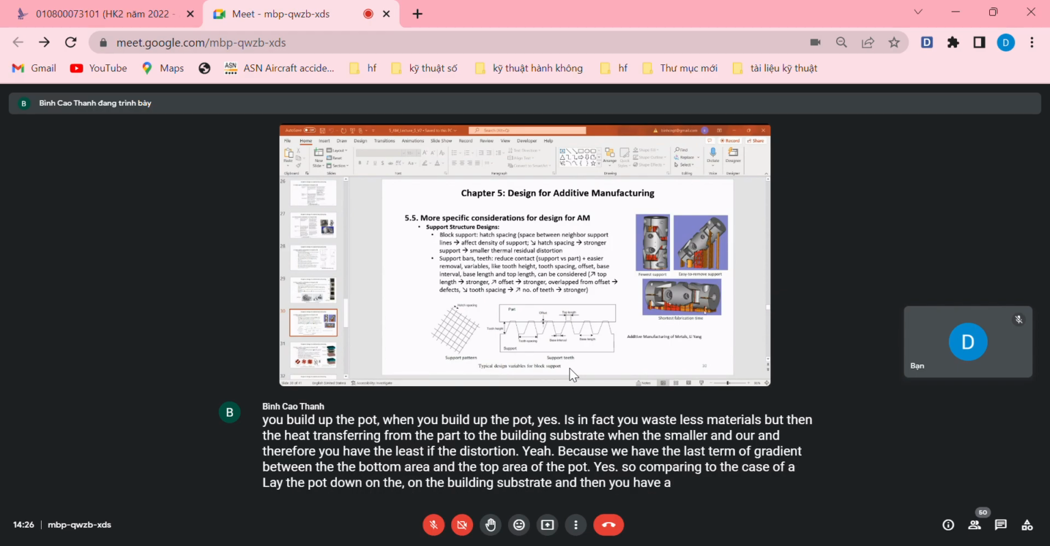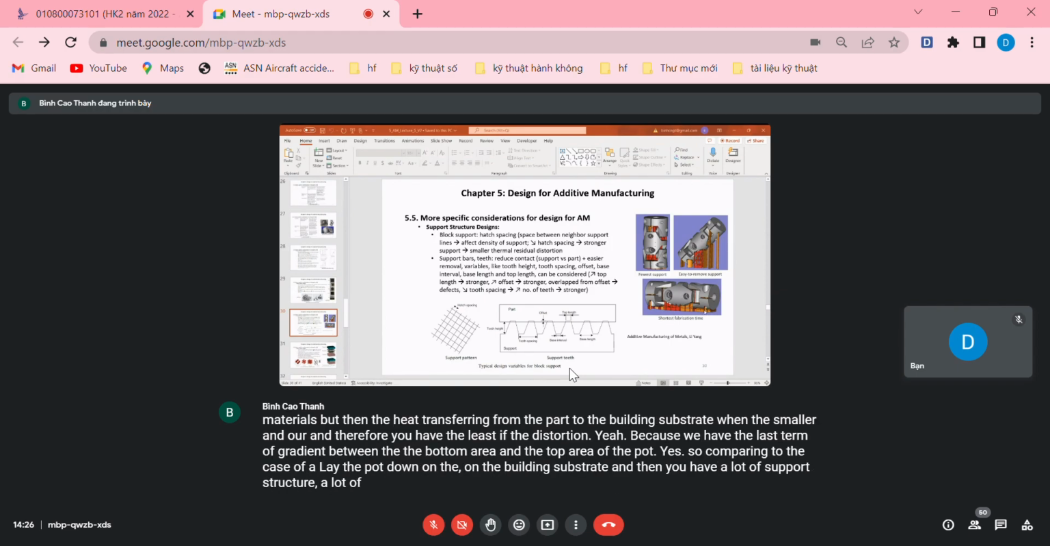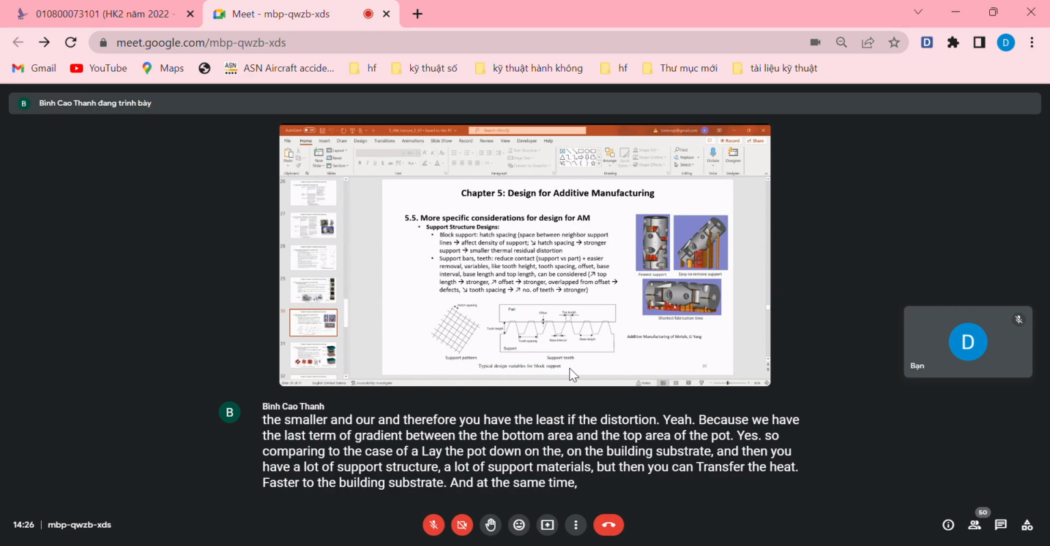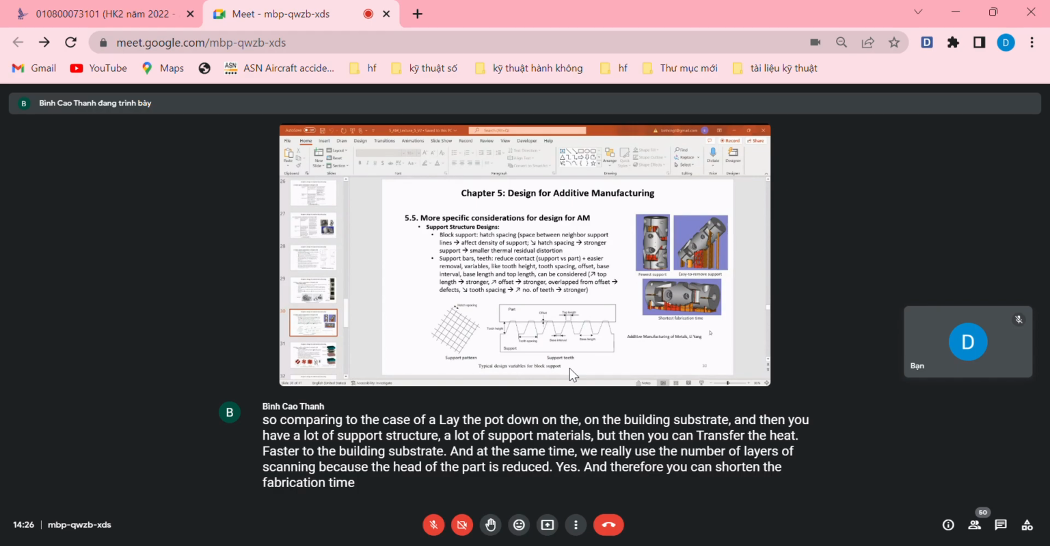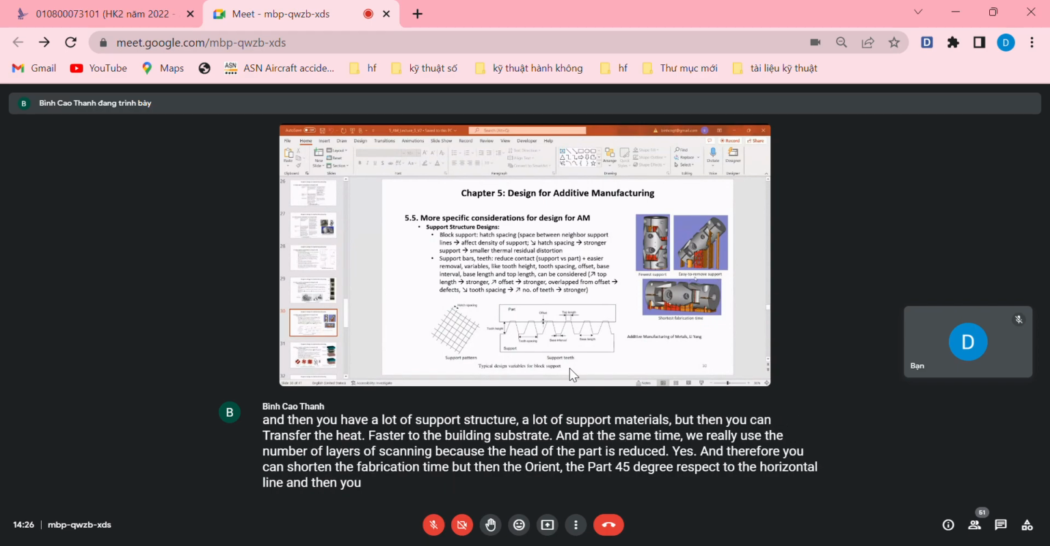Comparing to the case of laying the part down on the building substrate, you have a lot of support structure, a lot of support material, but then you can transfer the heat faster to the building substrate, and at the same time you reduce the number of layers of scanning because the height of the part is reduced. And therefore you can shorten the fabrication time. But then orient the part 45 degrees with respect to the horizontal line, and you have the so-called easy-to-remove support structure.